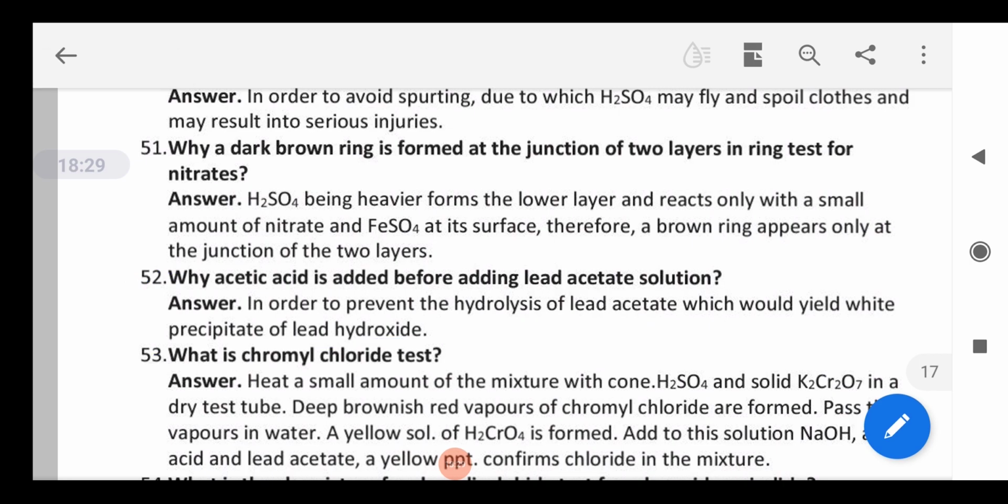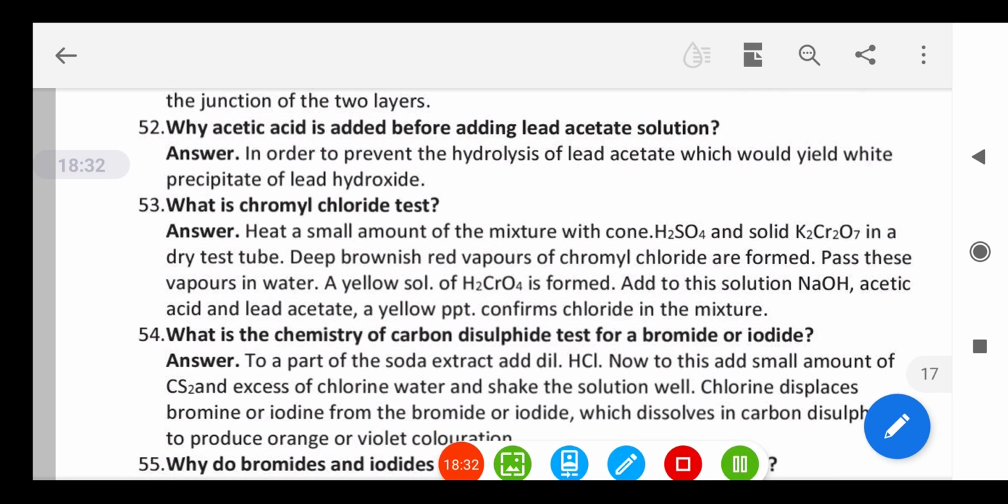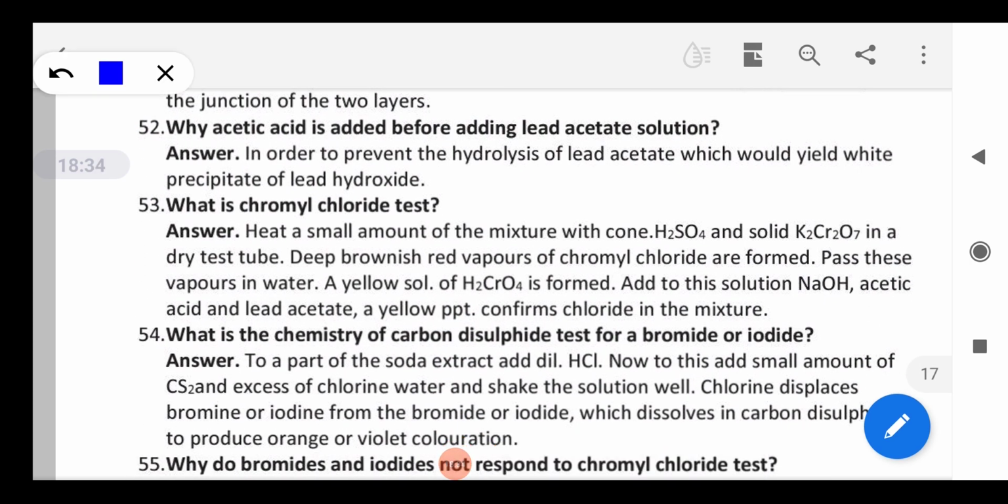What is the chromyl chloride test? This is a very beautiful test. Red vapors of chromyl chloride appear. In this we take the salt mixture and add concentrated sulfuric acid followed by solid potassium dichromate, which is orange in color, and when we heat, then reddish brown vapors of chromyl chloride are formed. It confirms the chloride in the mixture.